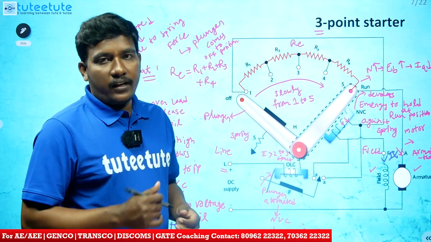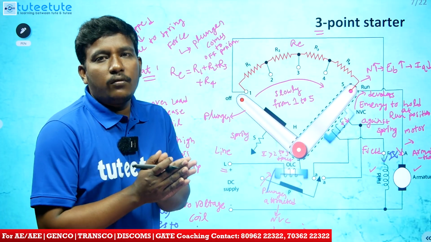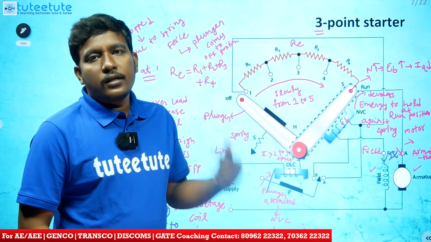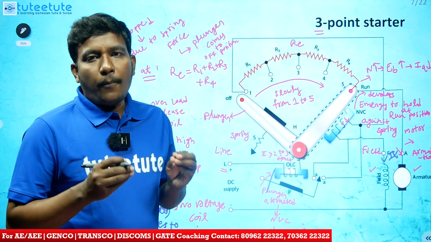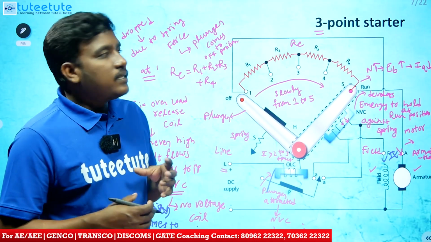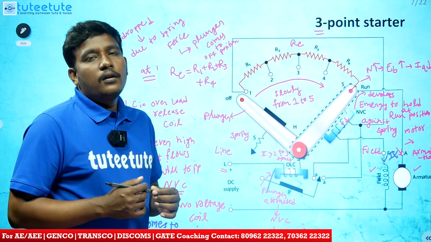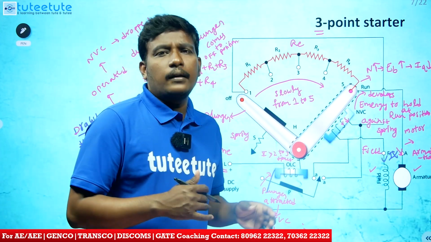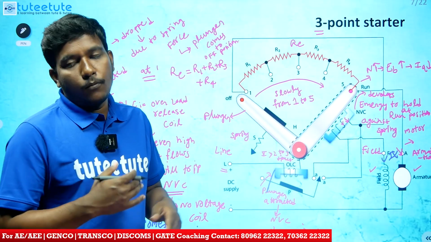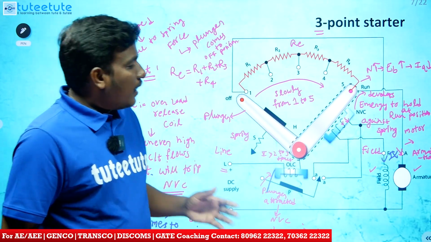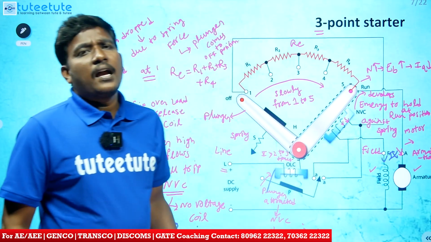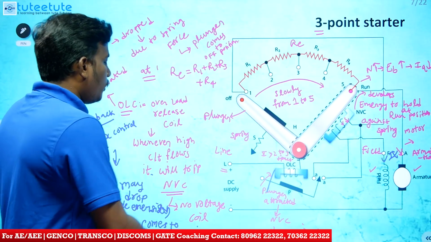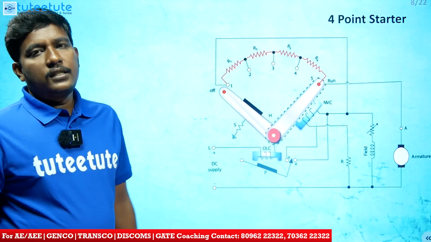This operation is unwanted. Okay, what are we doing? We are doing the speed control technique, but during that method, all of a sudden the motor is getting shut down. This operation is unwanted. That's why this is the drawback of 3-point starter. So the 3-point starter drawback is that during the flux control method of speed control of a DC motor, the NVC is going to be de-energized and the plunger is going to the off position. Okay. This drawback is going to be overcome in this method, the 4-point starter.